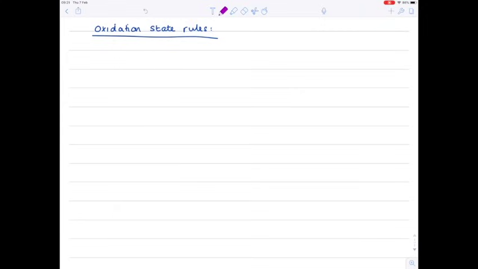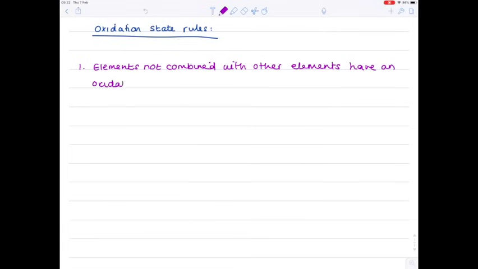So here are the oxidation state rules, or you could say oxidation number rules. It means the same thing. Our first rule you have to learn is that elements which are not combined with other elements have an oxidation state of 0. Let's look at some examples. Oxygen, phosphorus, sulfur as elements by themselves have an oxidation state of 0.